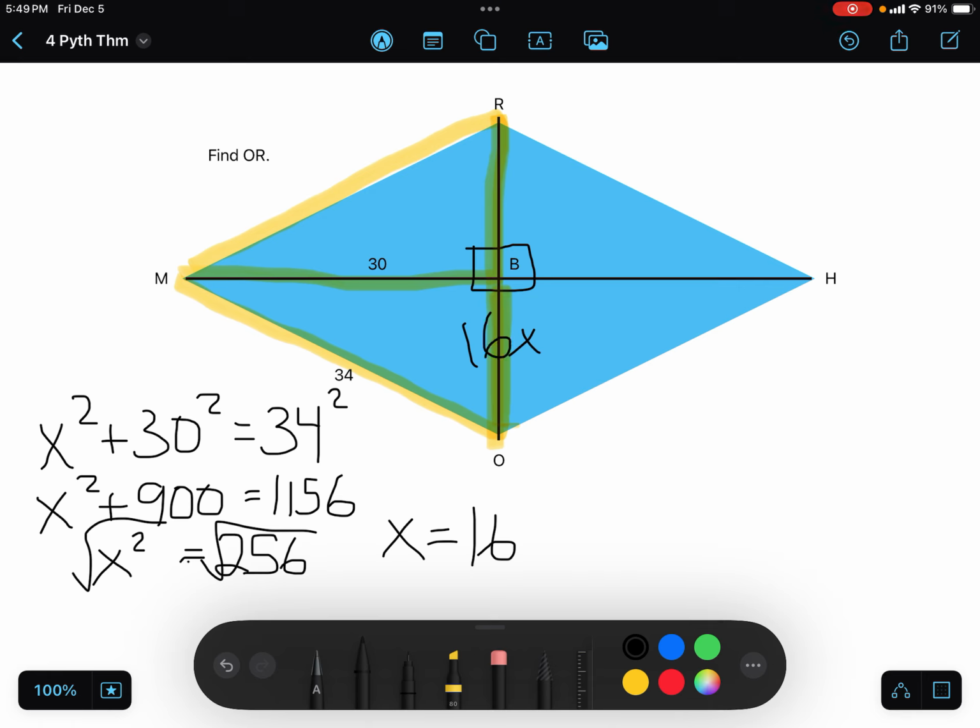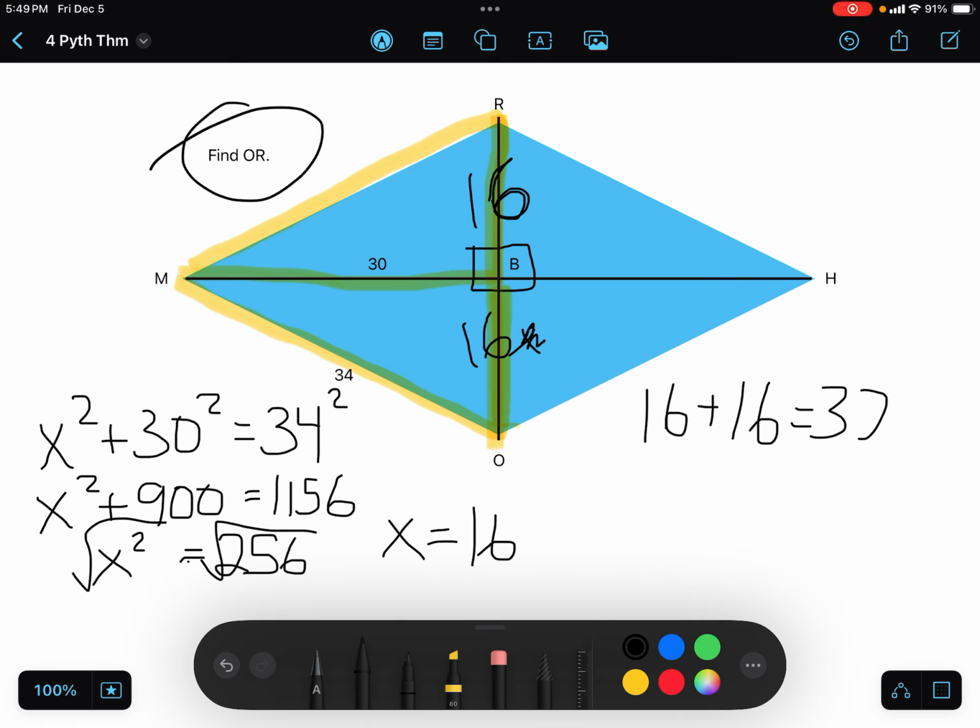And since in any parallelogram diagonals bisect each other, this up here is also 16. And 16 plus 16 is going to give us the full length of OR, which is 32. So that's just a glimpse into what you might expect with problems involving rhombi.